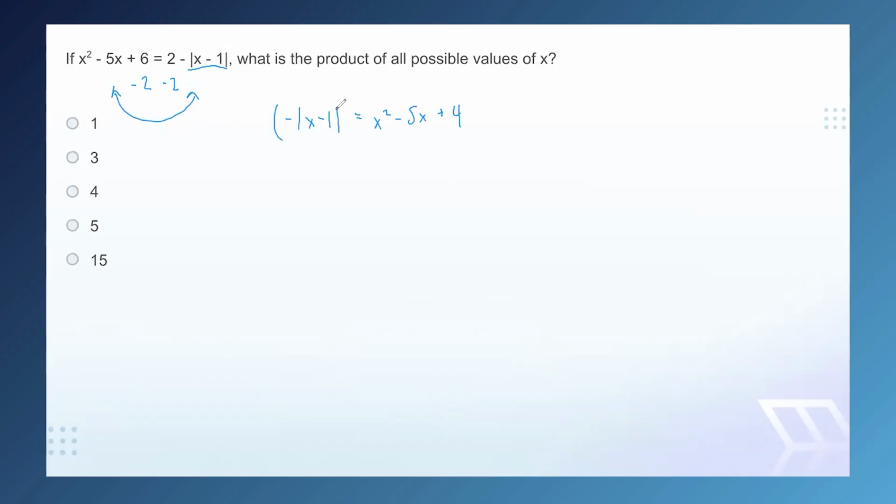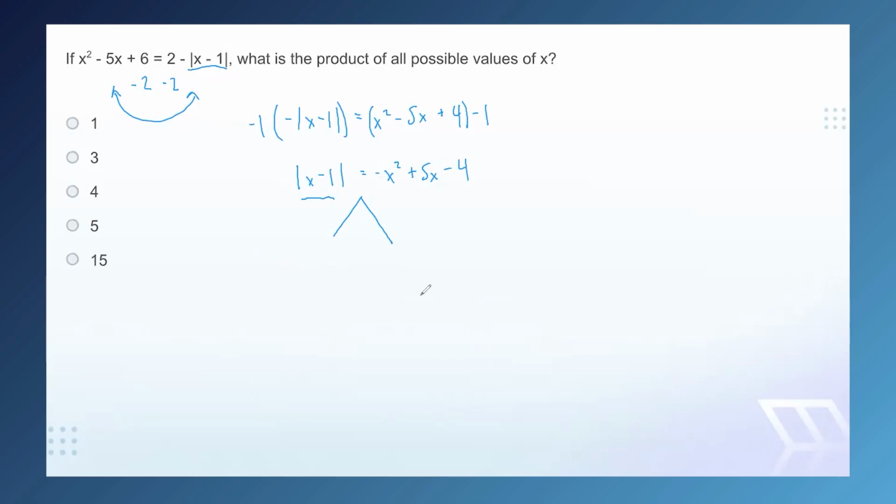Then I'm going to multiply both sides of the equation by negative 1. So that's going to give me the absolute value of x minus 1 equals negative x squared plus 5x minus 4. Now, just like with absolute value inequalities, with absolute value equations, we need to consider both cases. So here where x minus 1 is positive and where x minus 1 is negative.